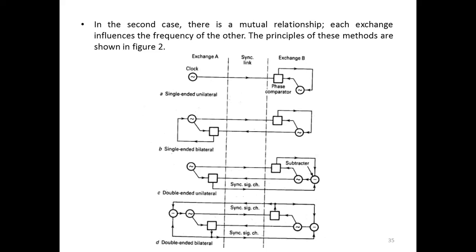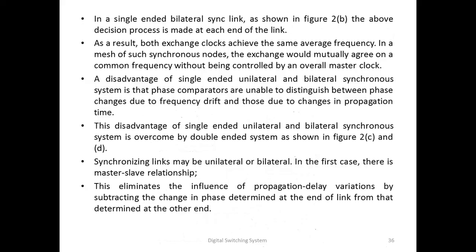Now in a single-ended unilateral, the phase comparator is at exchange B, and in single-ended bilateral, the phase comparator is on both sides. In double-ended unilateral, there is a subtractor and phase comparator as well as a synchronizing signal channel from one end to the other side. Now in double-ended bilateral, the synchronizing signal channel will be on both sides.